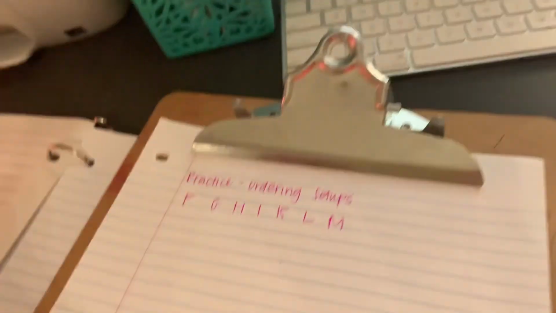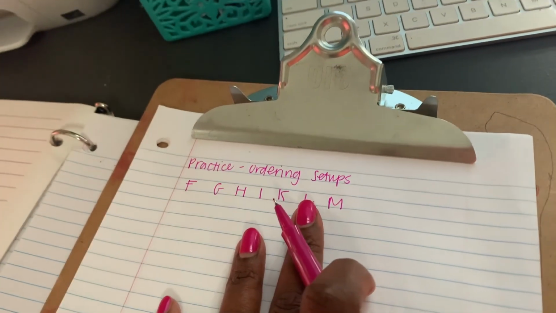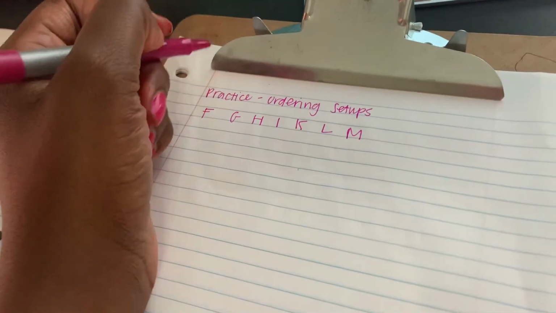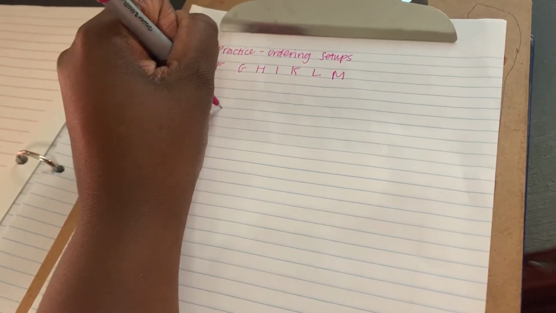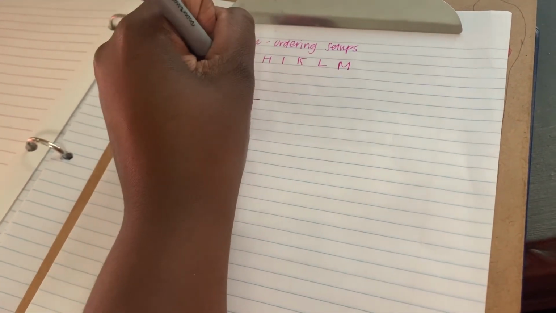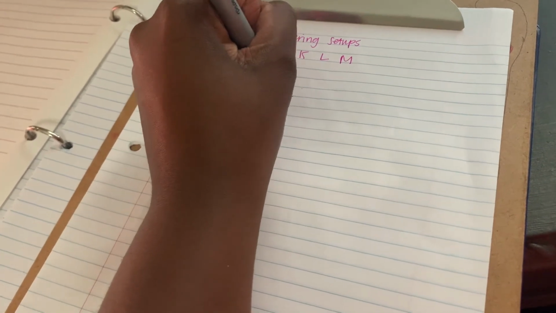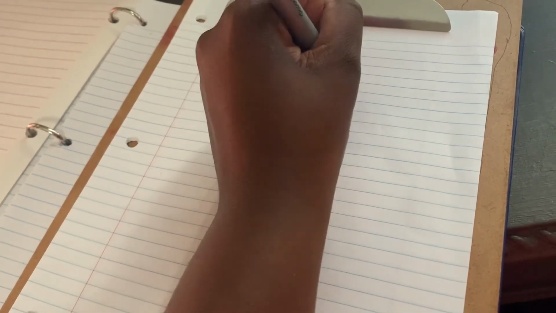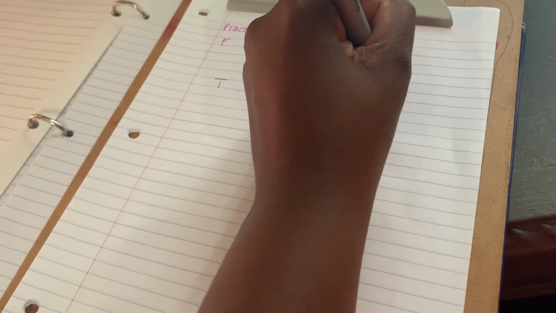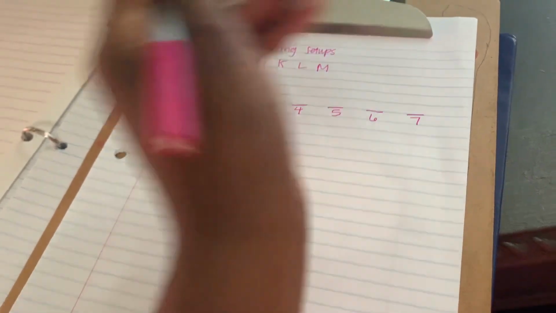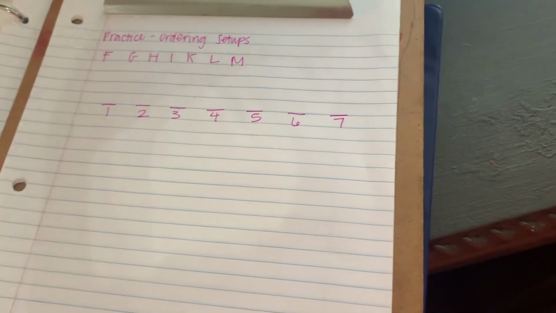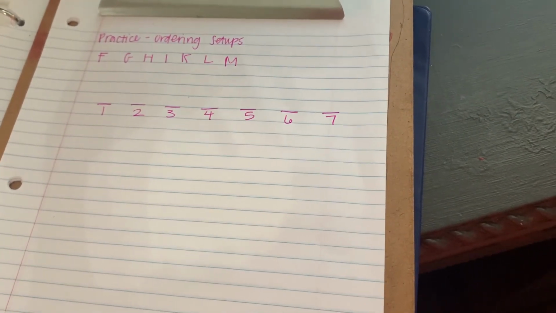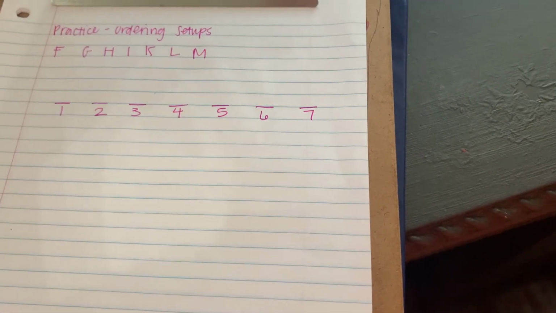But anyways, so we got our players here. And then they were numbered from 1st to 7th. So I'm gonna skip down a few lines so I have some space. And then I'm gonna do 1, 2, 3, 4, 5, 6, 7. Now I may not be right. I may be doing this completely wrong, but we're gonna do it together. So bear with me. Okay.